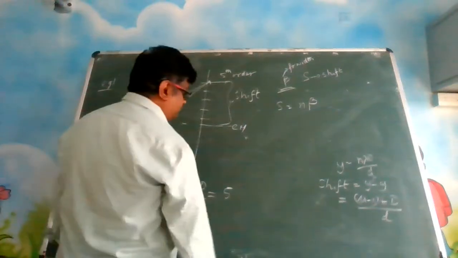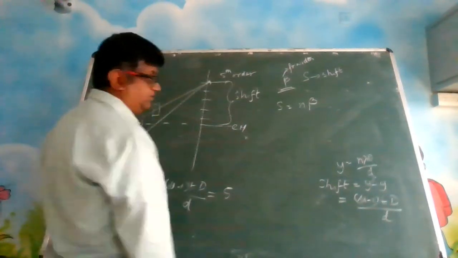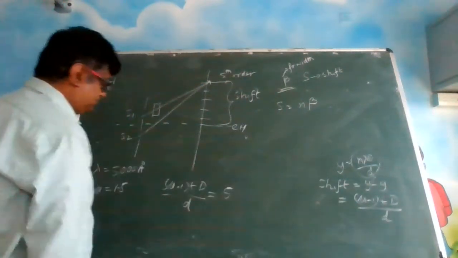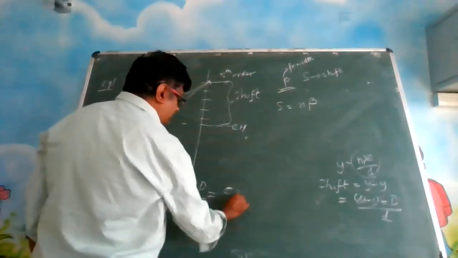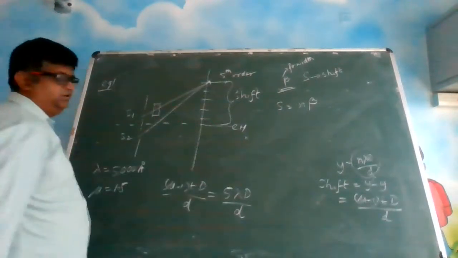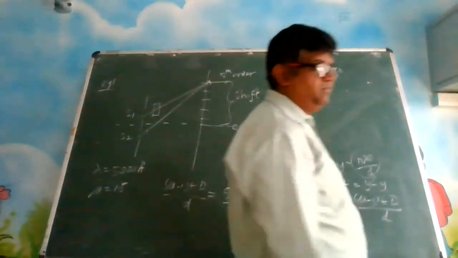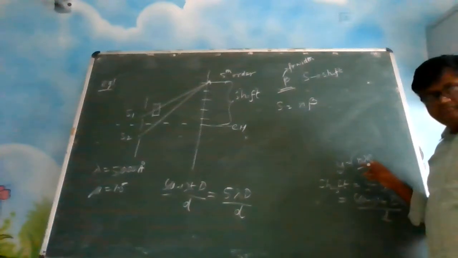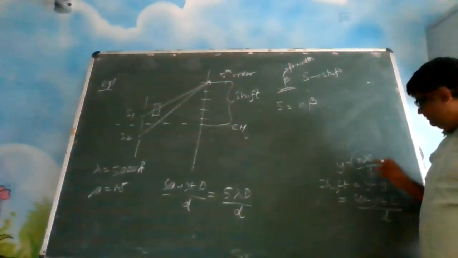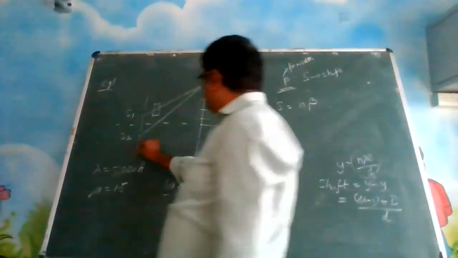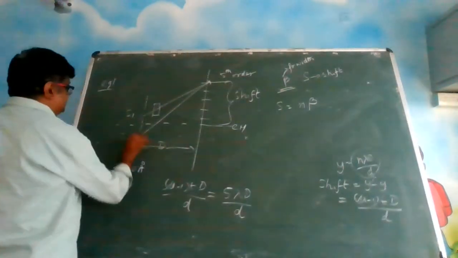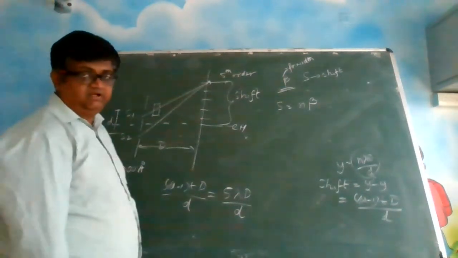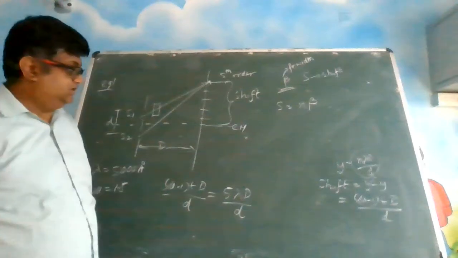So what was the fringe width equation? Beta is equal to n lambda D by d, with n value 5. In the previous classes I have told you this formula, please refer to that. Fringe width is equal to n lambda D by d. n is the order, lambda is the wavelength, capital D is the distance between the screen and the slit, and small d is this. The small d must be very small compared with the capital D, only then does the whole thing we are discussing here hold.